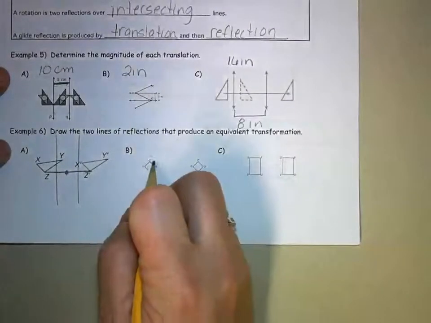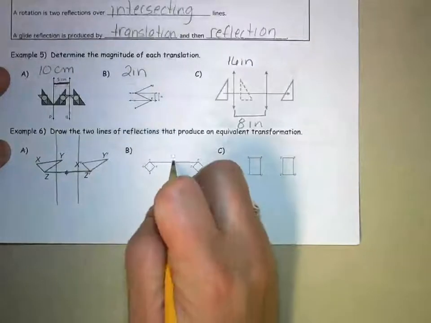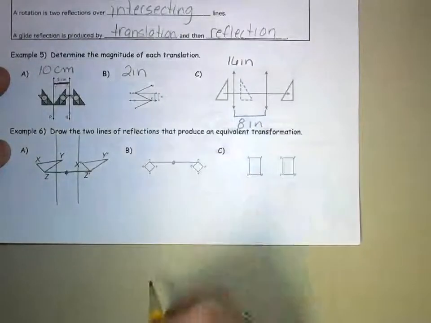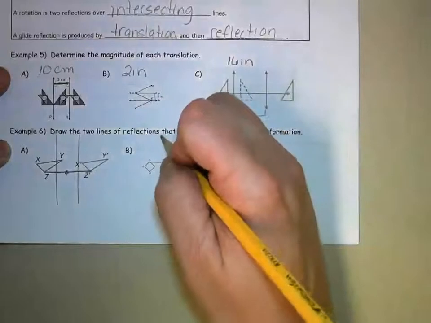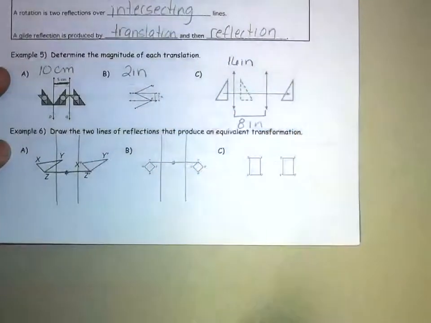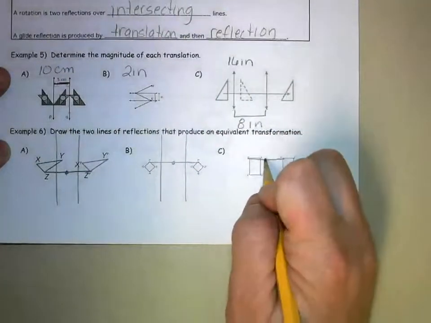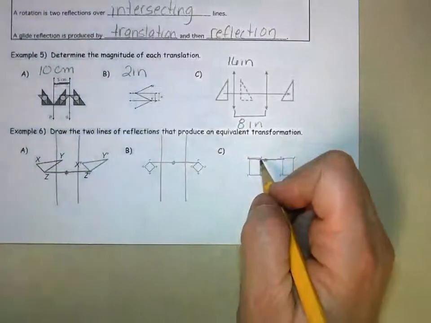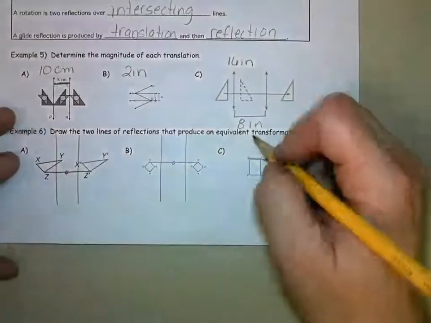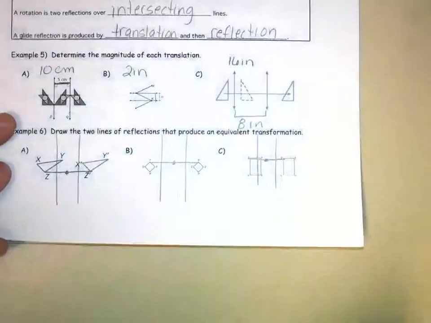Letter B, connect a pre-image and an image point. Find the midpoint, and then of the next of those 2 segments, find the perpendicular bisector. And letter C, pre-image and an image point. Find the midpoint, and then perpendicular bisectors.